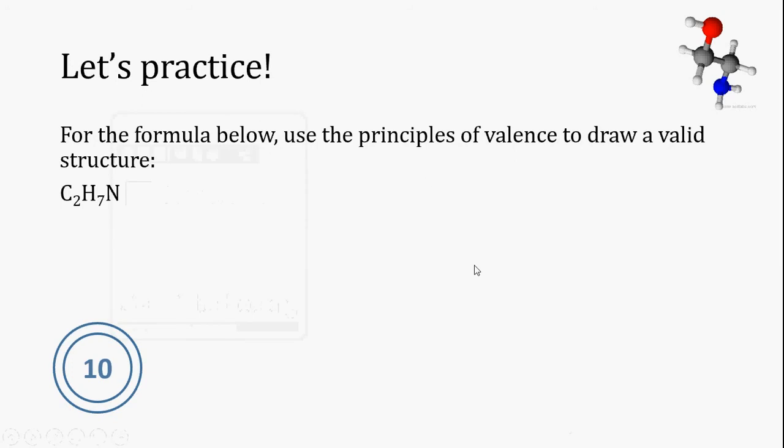Let's do one more practice problem. For the formula below, use the principles of valence to draw a valid structure, C2H7N. Remember, if 10 seconds is not long enough, feel free to pause the video.